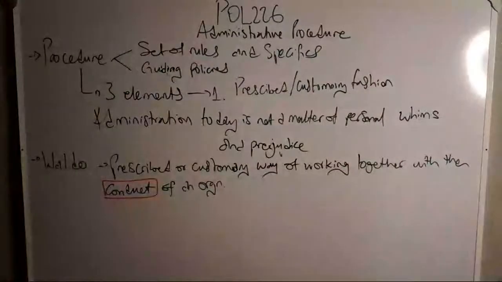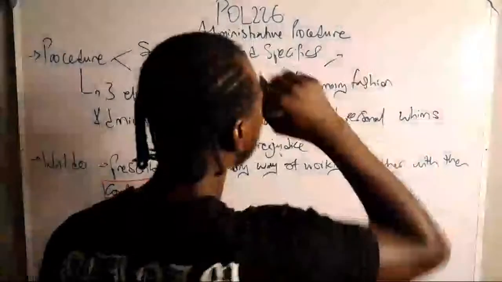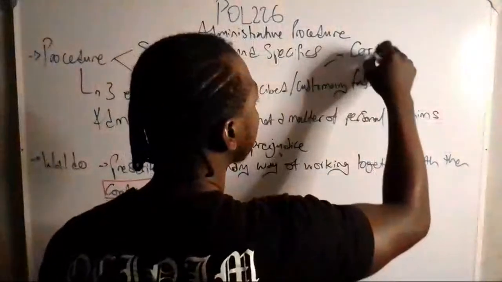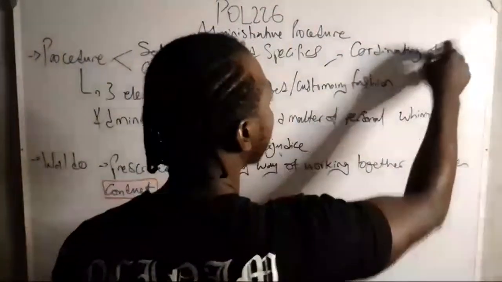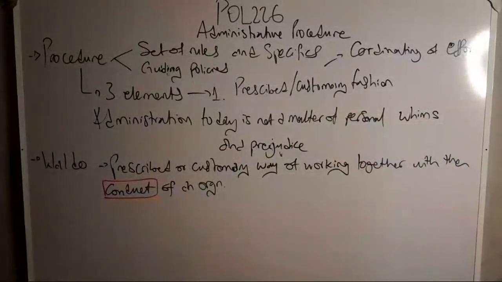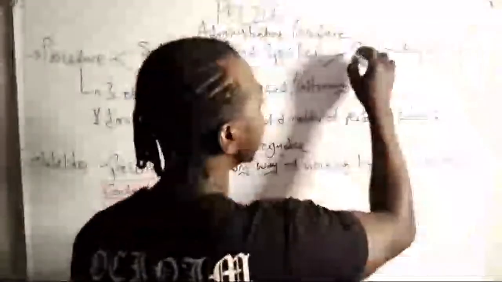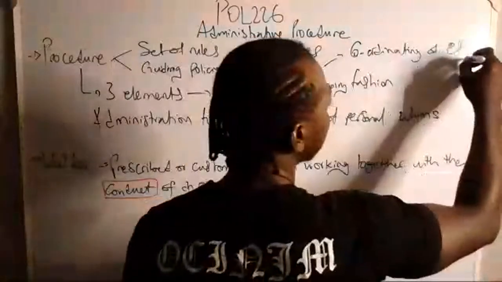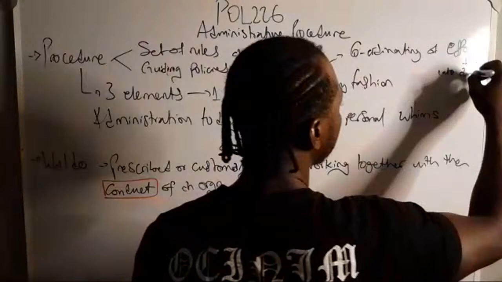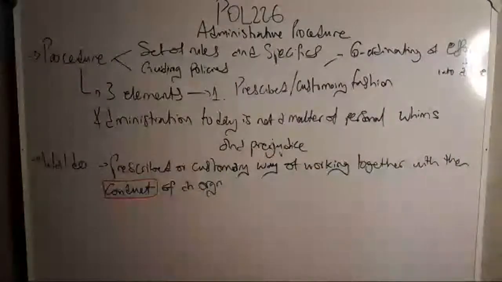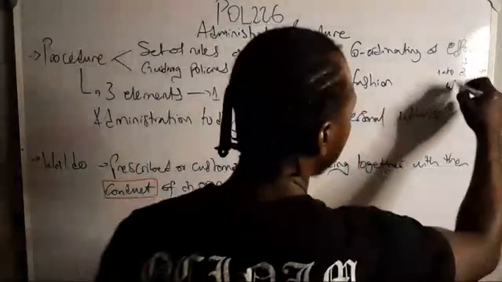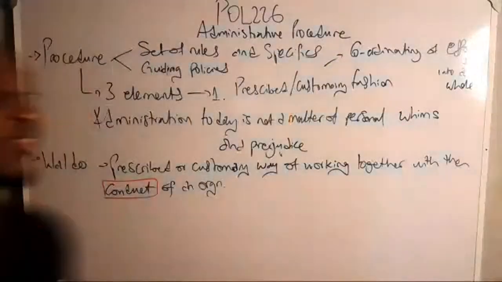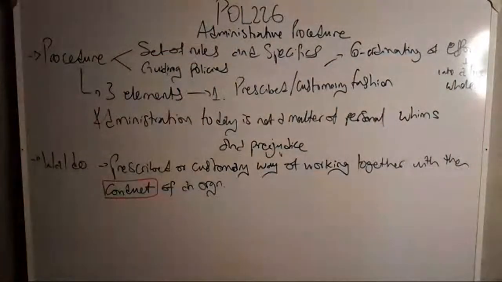Okay? We have coordinating of various efforts into a large whole. Alright. So we have coordinating of efforts. Okay? That should be not discoordinating, it should be coordinating. Alright. Coordinating of effort into a large whole. All right. So it's not a thing of one person, it's a thing of putting people's efforts together.